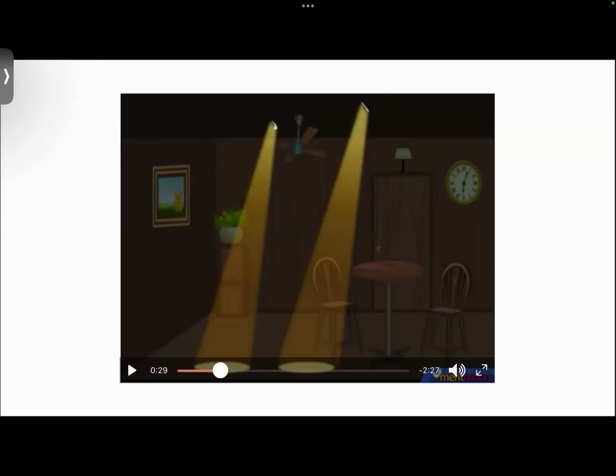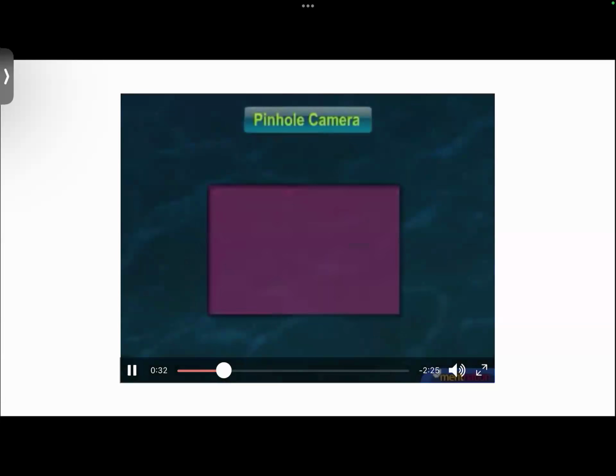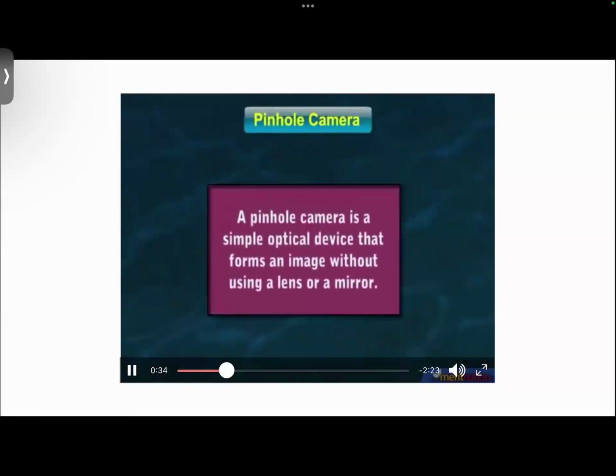So many times we might have seen this thing. Sometimes from the window also, or from some small hole in the building, an oval shaped structure will be formed on the ground, and that basically is the image of the sun forming on the ground. Getting it? Now, by definition, a pinhole camera is a simple optical device that forms an image without using a lens or a mirror. That's surprising.